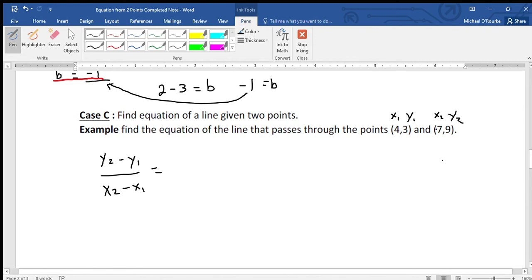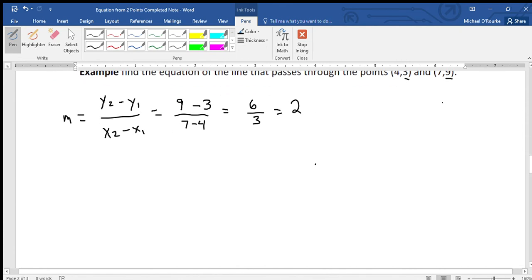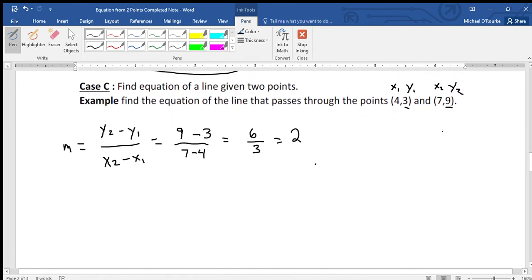So y2 is 9. 9 minus 3 over 7 minus 4, which is going to equal a really ugly number. Oh no, 6 over 3, which is going to equal 2. And this tells us our m, so our slope, right? So this tells us our slope. So we now know our slope is 2.